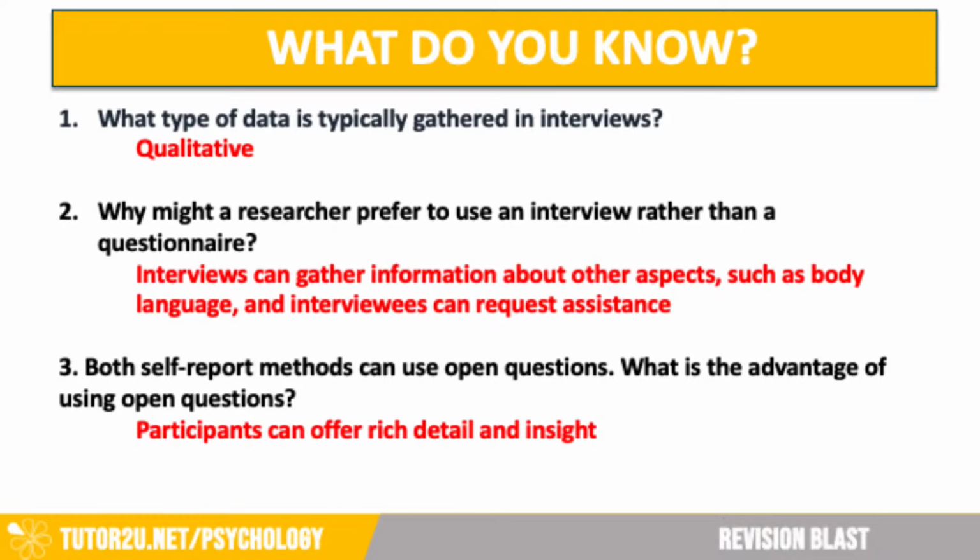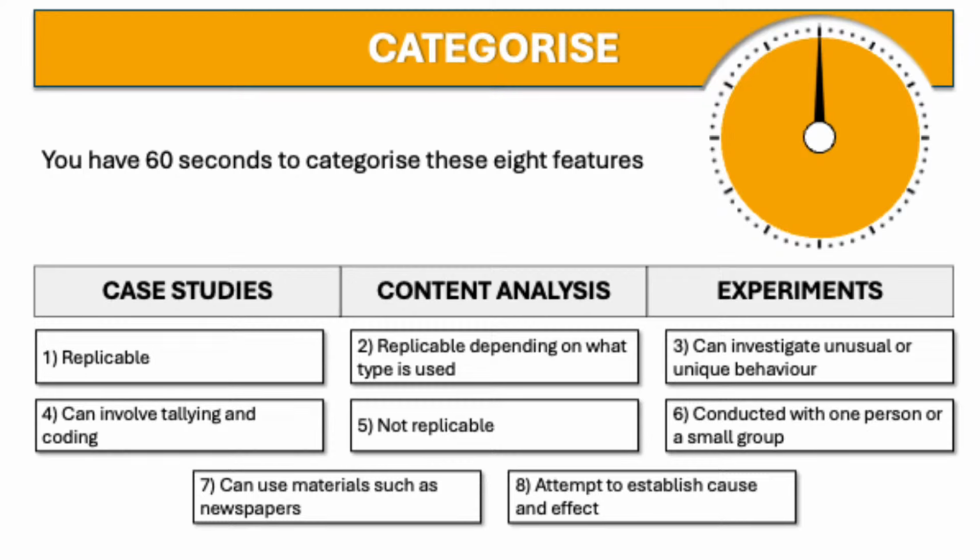Perfect. Okay, let's have a look at a categorize game now. So you're going to have 60 seconds. The way I'm going to encourage you guys to do this is if you just put in the chat box case studies, content analysis, experiments, and then you can just write the numbers that correspond to each. Okay, so you've got to categorize these 8 features into one of those 3 subheadings, and we're going to see if we can get one person and get all the correct answers here tonight. So you've got 60 seconds. Time starts now.